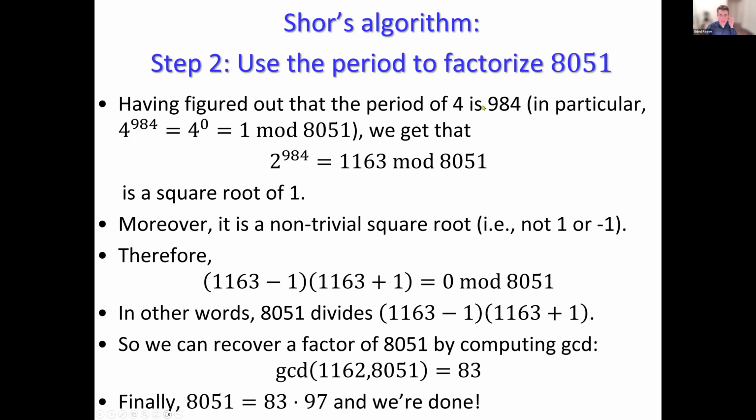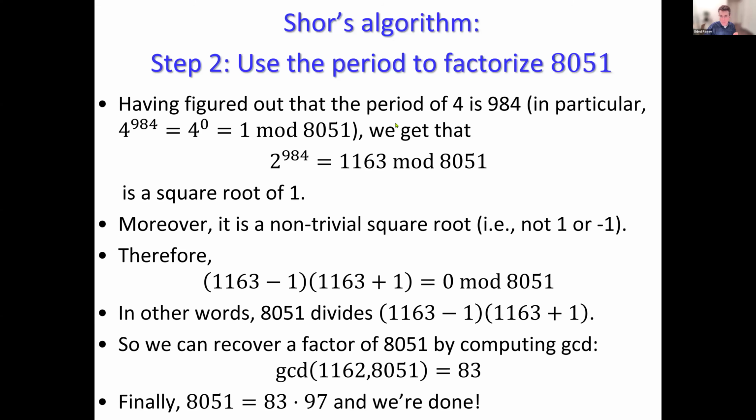It's kind of standard number theory. Let me show you how to do that, if you don't remember. Having figured this out, if the period of 4 is 984, you immediately know what it means: 4 to the 984 equals 4 to the 0 equals 1 modulo 8051. This is what it means to have a period of this function.